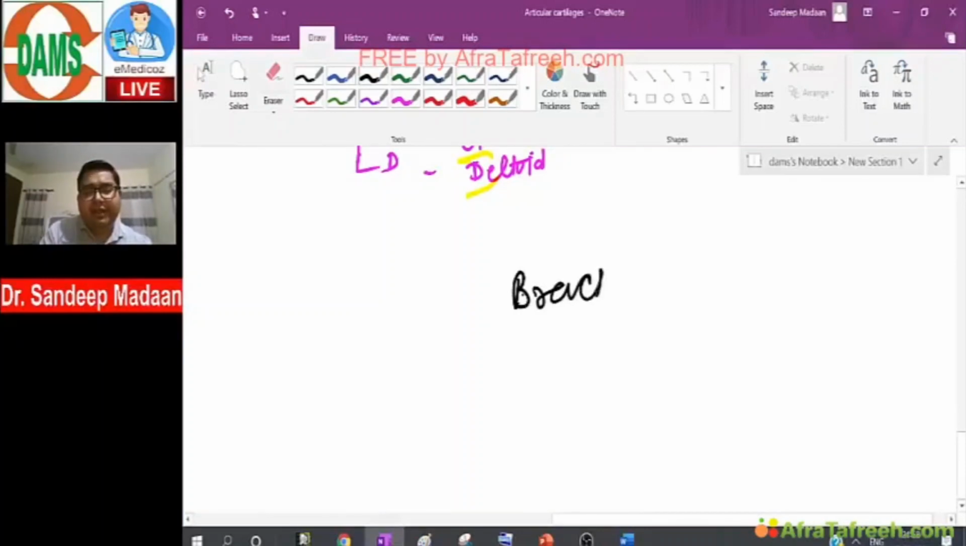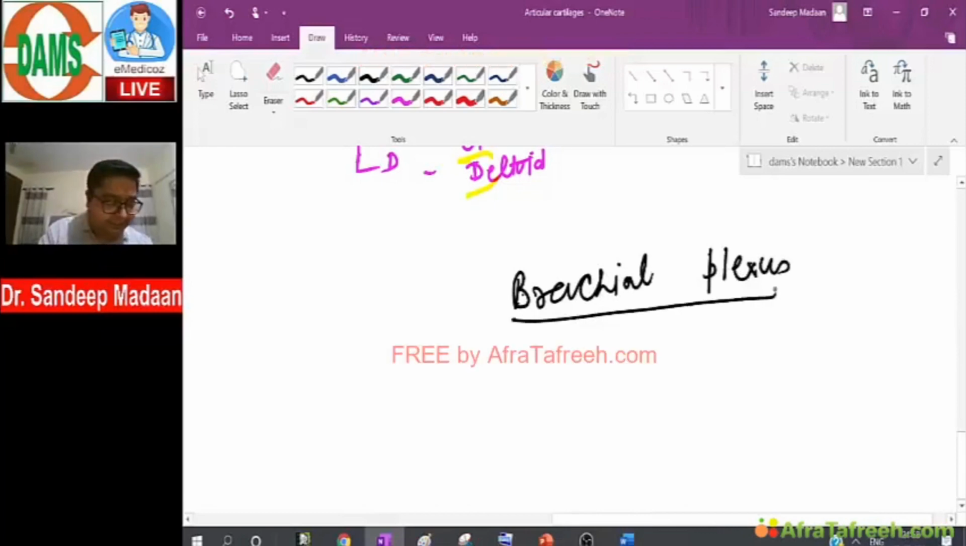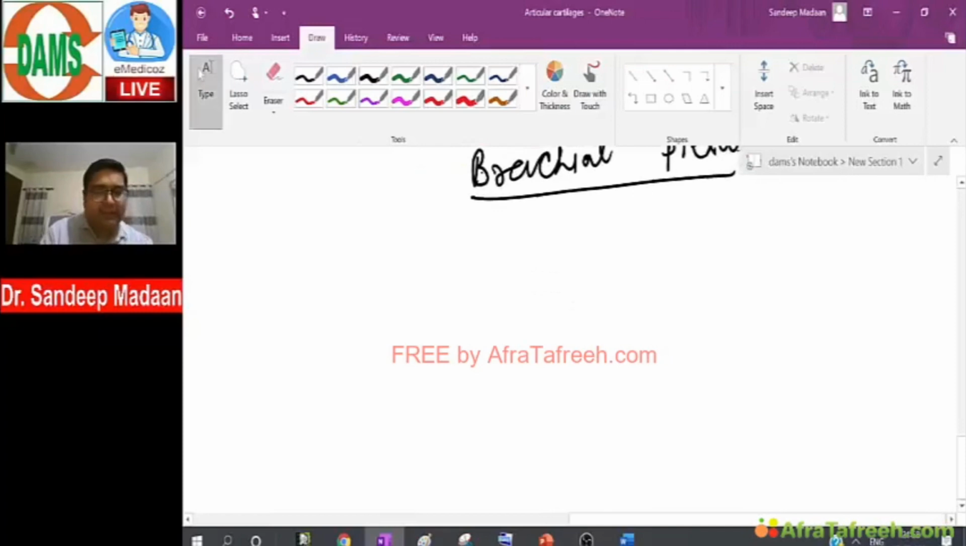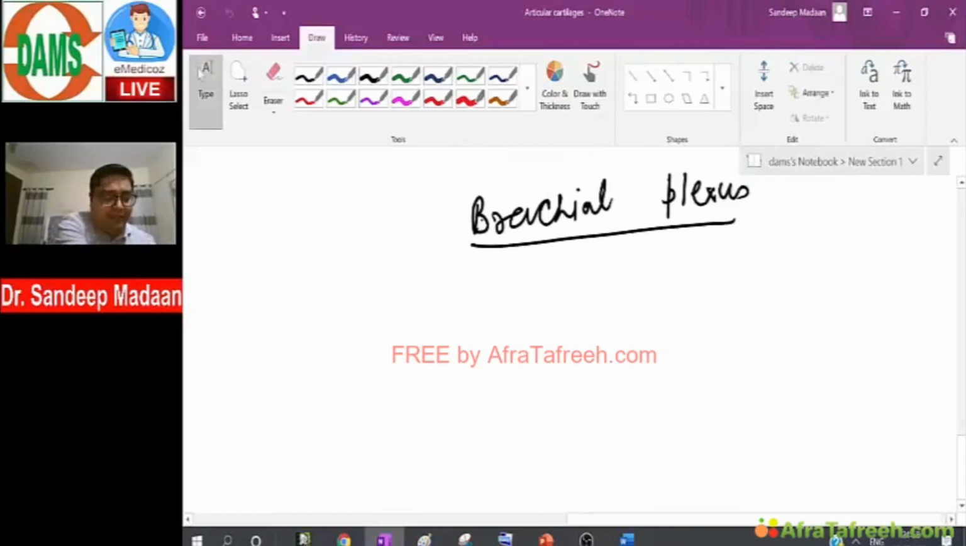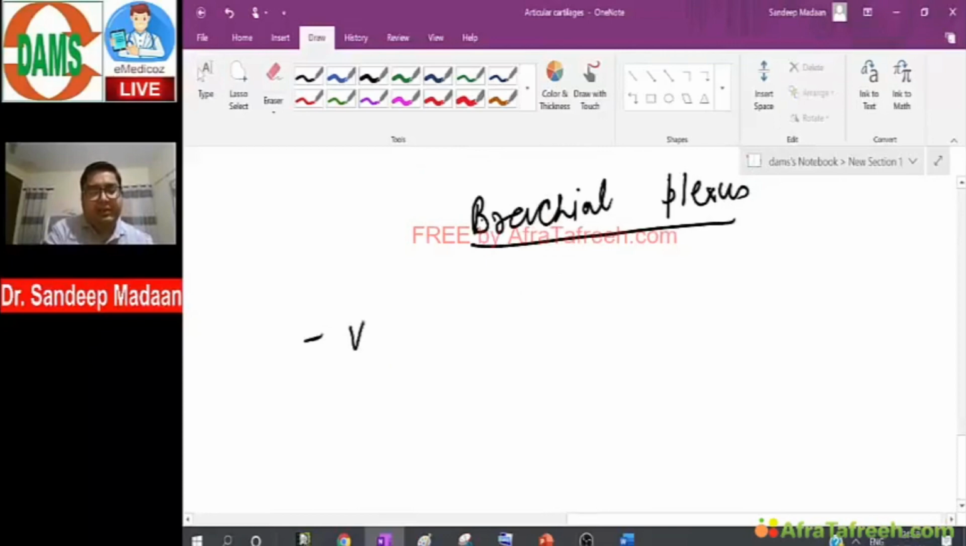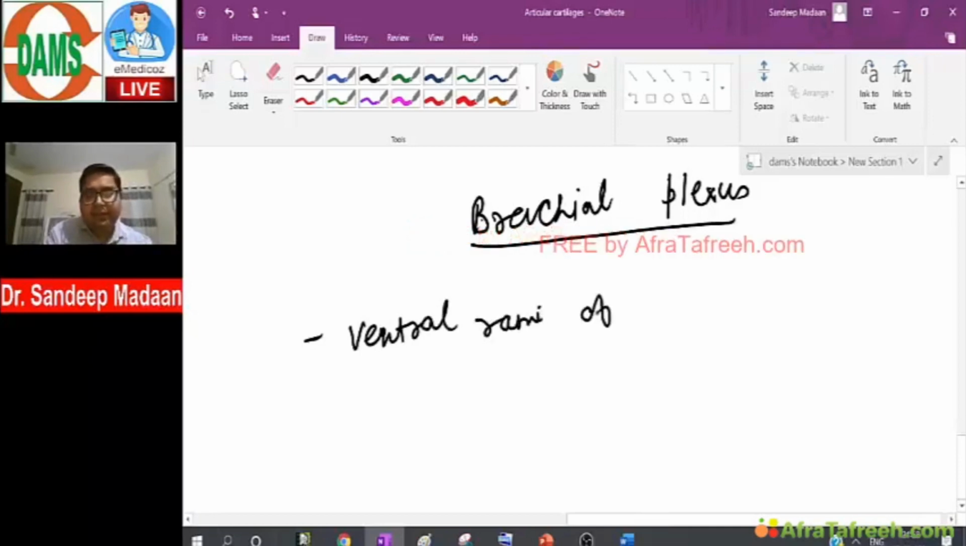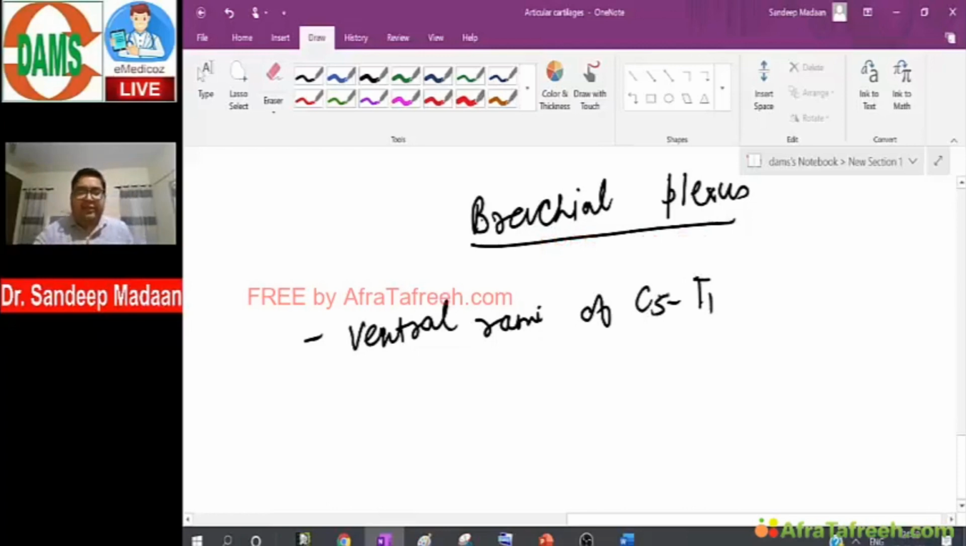And brachial plexus is again an important content of the axilla. Okay, so brachial plexus is made by ventral rami of C5 to T1. It is made by ventral rami of C5 to T1.